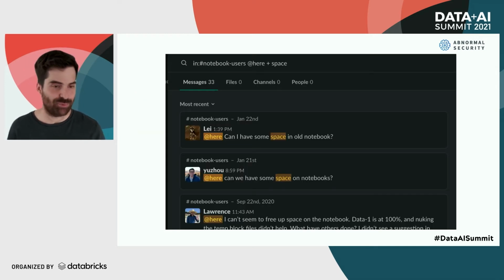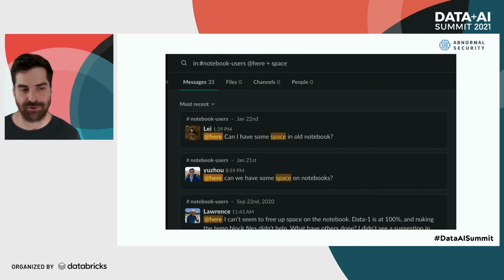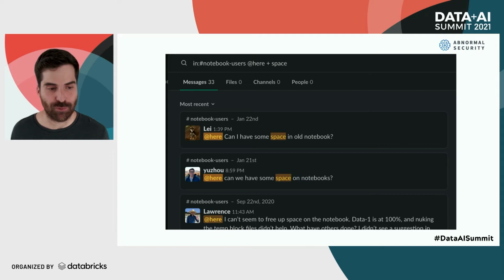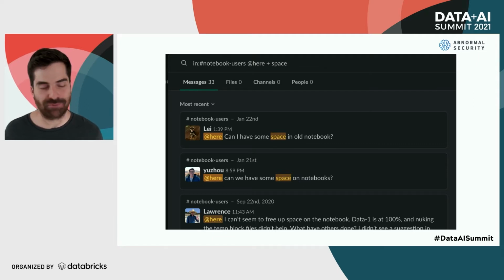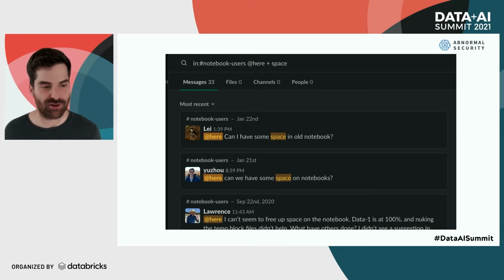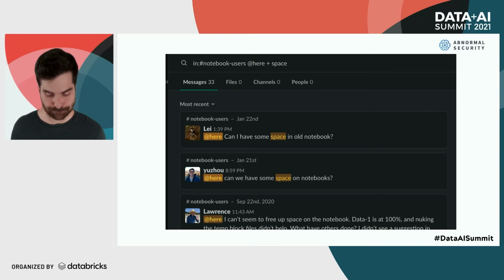This is an example: we have a notebook user Slack channel. If you search, it's full of people making requests to get resources on the notebook, to have people clean up space. If you search for memory, there are probably a lot of these too, where people tried to use a notebook, couldn't, and went into Slack to basically be blocked until somebody let them run stuff on the notebook.